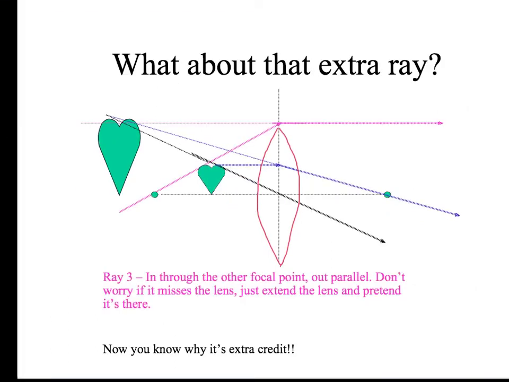And what about that extra ray? We're going to go in through the other focal point and out parallel. So we're going to line up the image with the other focal point. So that's kind of hard to see. In through the other focal point, and see how it didn't really hit the lens? We just draw a line down the middle of the lens and make it bend at that spot there. Out parallel. These three rays again are never going to meet up, so we'll bring it back, and it'll still meet up with the third ones.